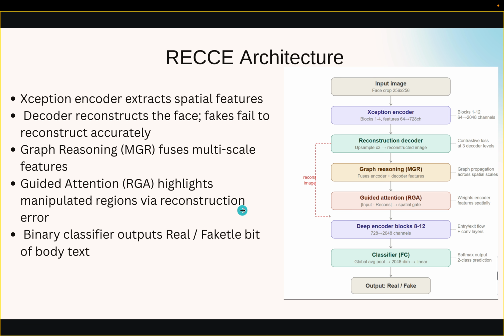So let's take a very quick look at what the architecture looks like. Our ECCE uses an Xception encoder to extract spatial features, then a decoder to try and reconstruct the face. The key insight is that fake faces fail to reconstruct accurately. Graph reasoning fuses multi-scale features, guided attention highlights manipulated regions, and a final classifier outputs real or fake.